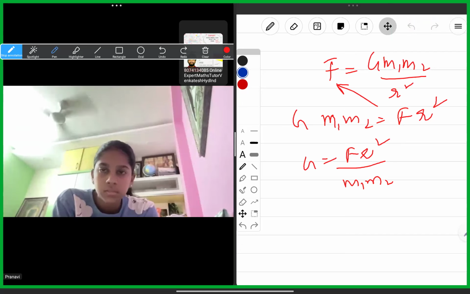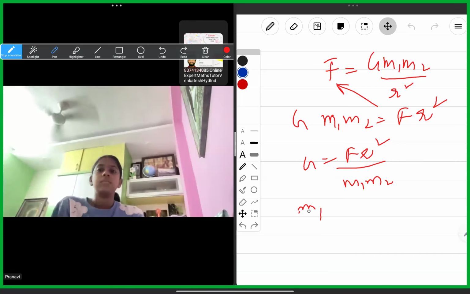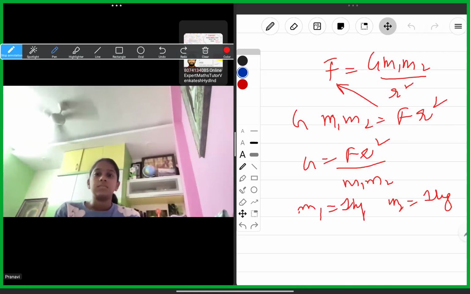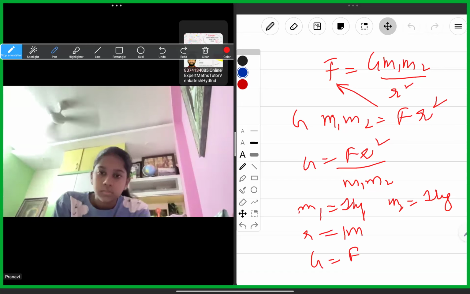So now Pranavi, suppose the two masses are 1 kg, if M1 is 1 kg and M2 is 1 kg, and the distance between them is also 1 meter, then the equation will become what, Pranavi? Then why should we take 1 like that? You will get it.